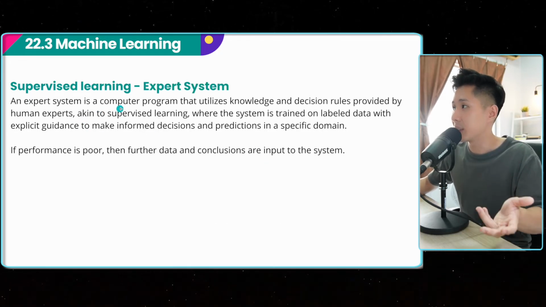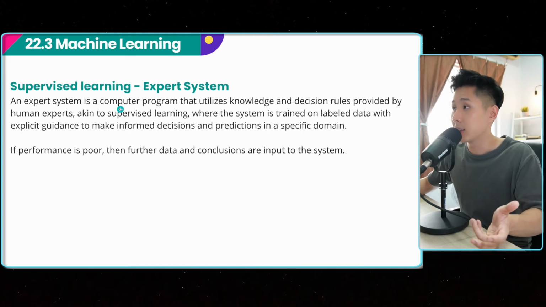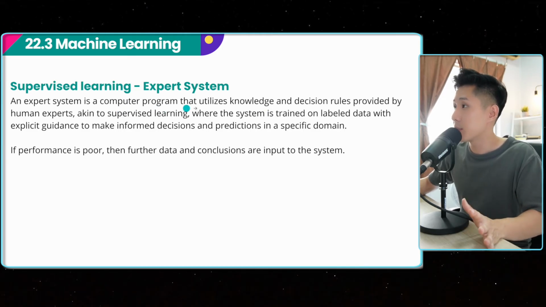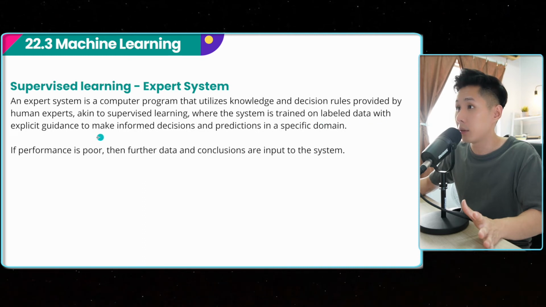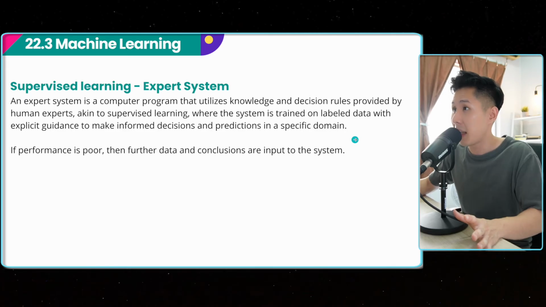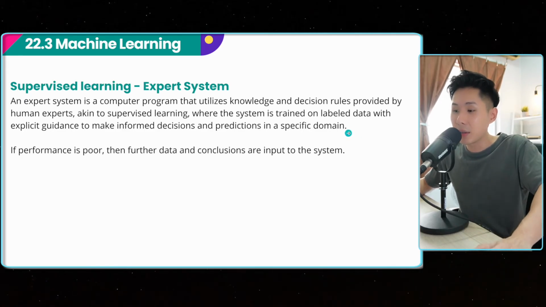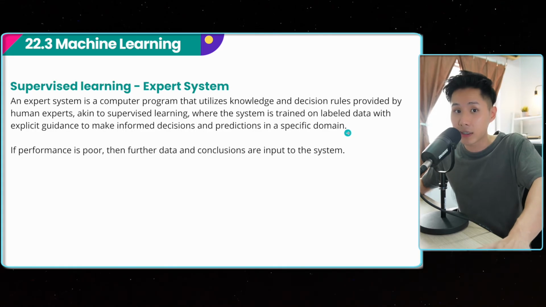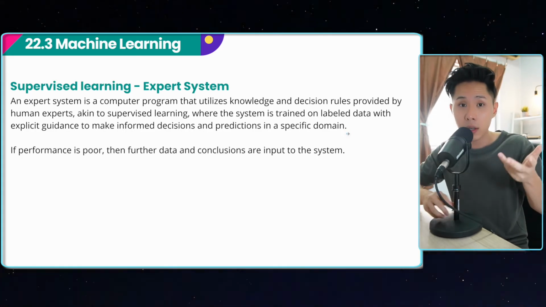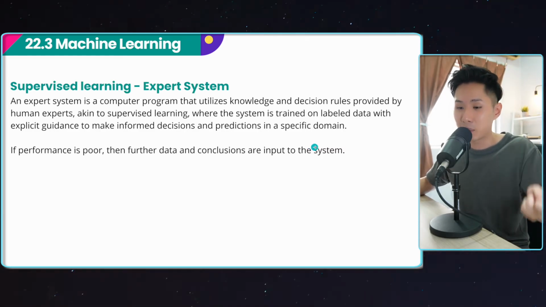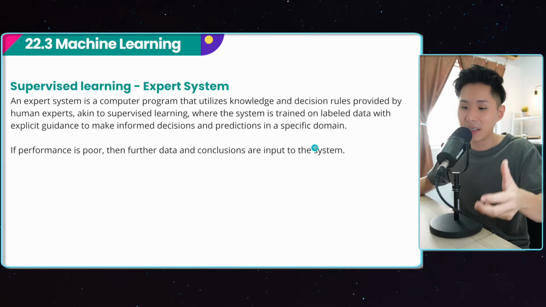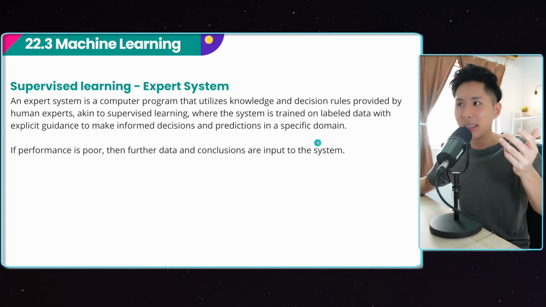And another thing is the expert system. It is also used in supervised learning. It's a computer program that utilizes knowledge and decision rules provided by human experts, akin to supervised learning, where the system is trained on labeled data with explicit guidance to make informed decisions and predictions in a specific domain, which means you have an expert come in and train the algorithm to do specific tasks. So one example is the AlphaGo computer program. They really hired experts from the field to train the computer to play the game like a real player.